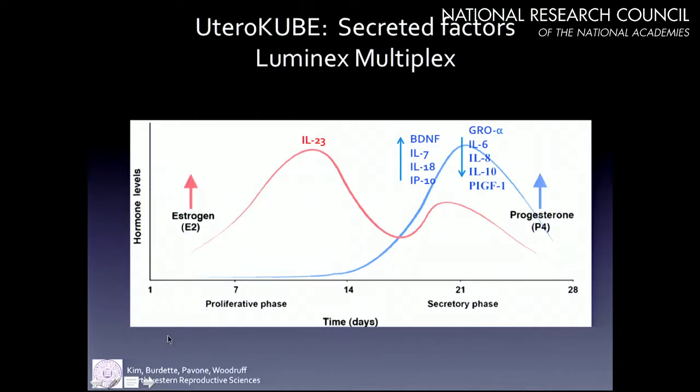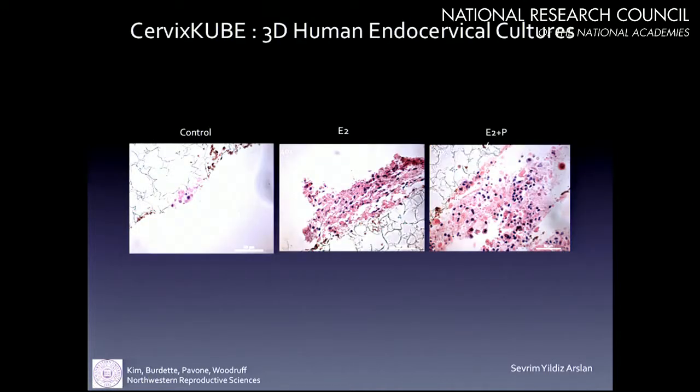And basically, just to summarize a lot of data, what we have identified are some cytokines and some growth factors that are preferentially secreted during either the proliferative phase of our in vitro hormone system or during the secretory phase when progesterone is dominant. These are some of the factors that we've identified using a Luminex multiplex assay. And the same thing with the cervix and the FemKUBE.